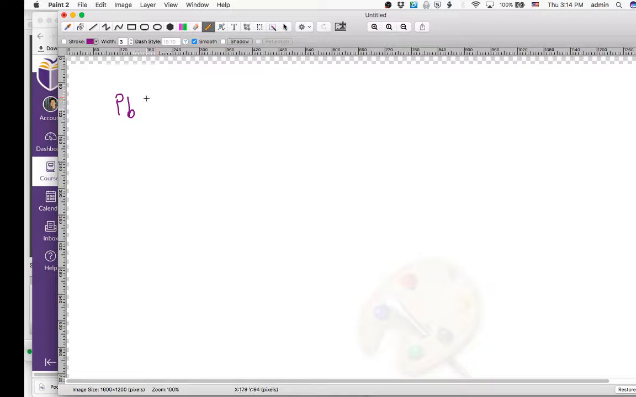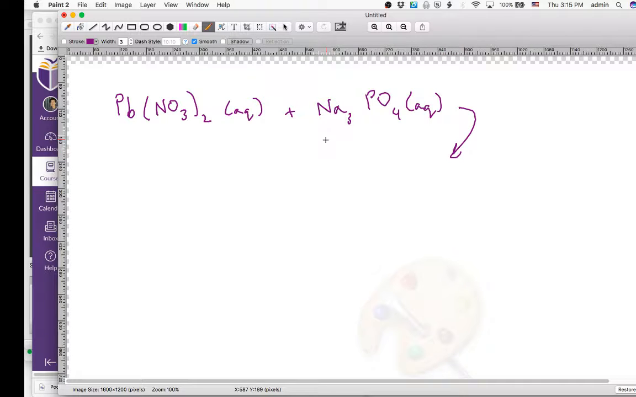Lead nitrate. So this is a solution, so it's AQ. Sodium phosphate. This is also a solution, so it's AQ. So how do you know what's going to happen in the chemical reaction? Well, these are both ionic compounds, and so they will do the double displacement. This Pb will go with the phosphate. This sodium will go with the nitrate. So I'll have sodium nitrate. I'll have lead phosphate.